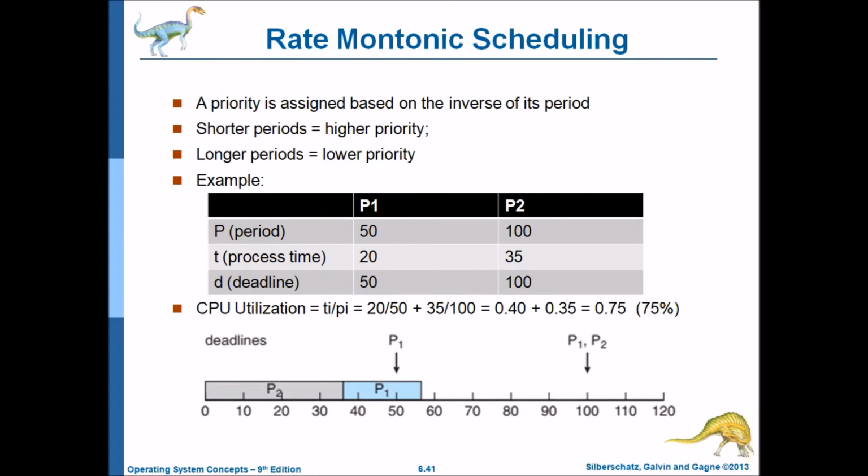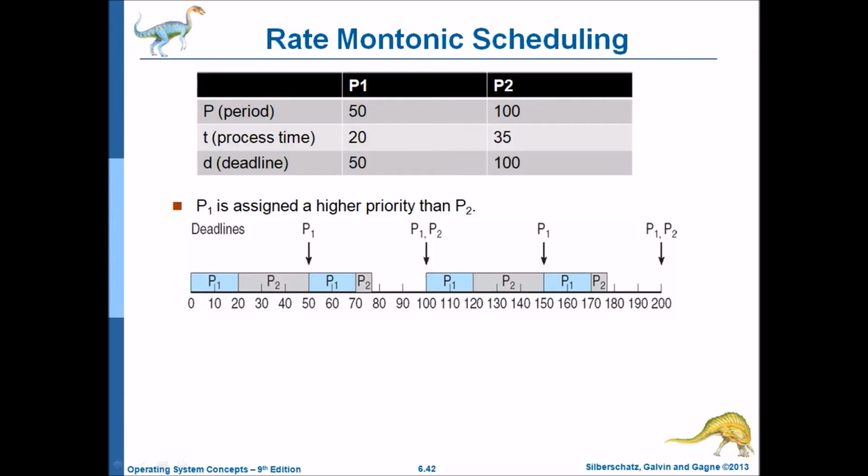However, the first deadline for P1 was time 50, so the scheduler has caused P1 to miss its deadline. Now suppose we use rate monotonic scheduling, in which we assign P1 a higher priority than P2, because the period of P1 is shorter than that of P2. The execution of these processes in this situation is shown in this figure.